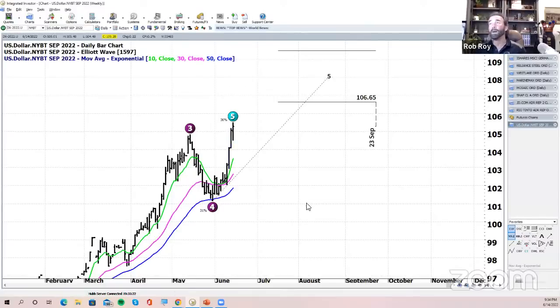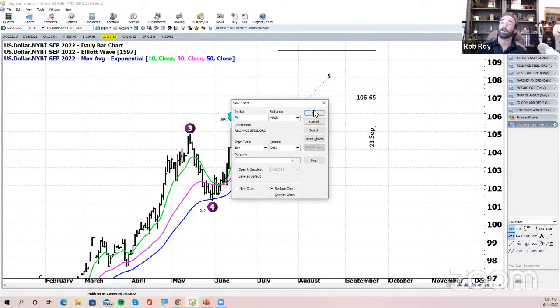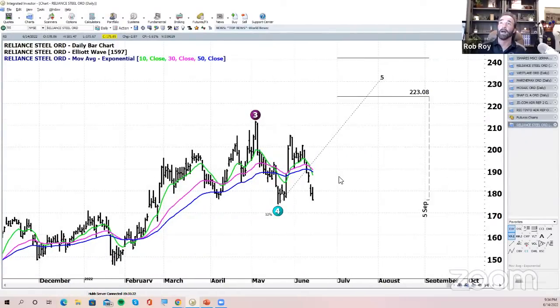So if we get a move back down in the dollar and it starts to calm down, that could be enough. That could give stocks like Reliance Steel, the metals, a chance to bounce back and maybe even go up and hit this wave 5. But we're going to find out a lot of information regarding that in tomorrow's trade.